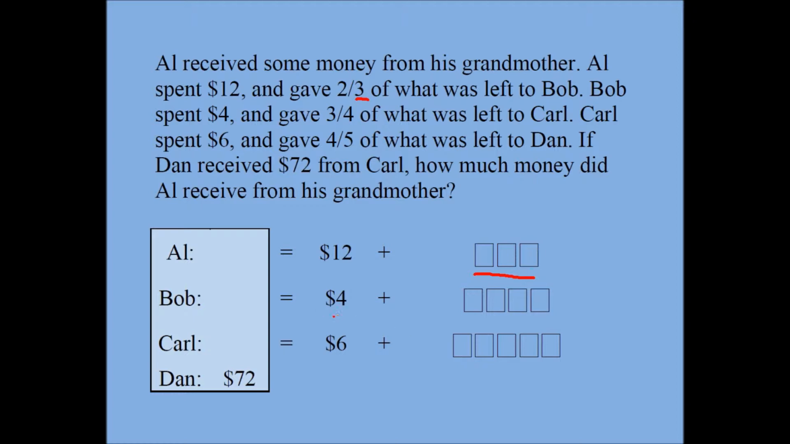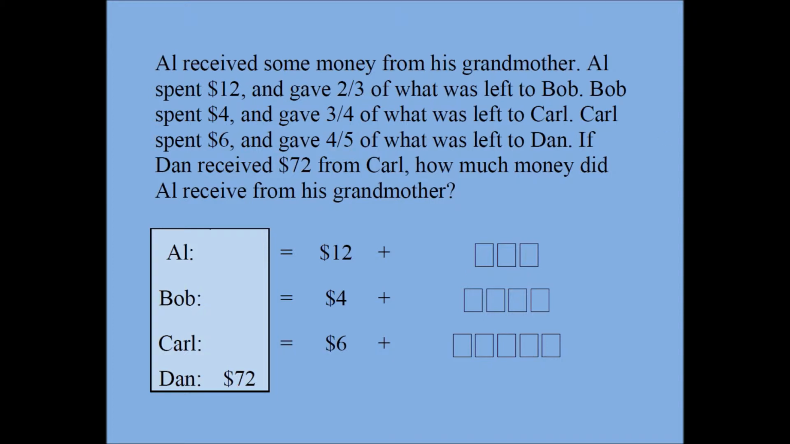And whatever Bob got, Bob spent $4 and gave 3/4 of what was left. So what was left after Bob spent $4 must be divisible into 4 equal parts, and he gave 3 of those parts to Carl. Carl spent $6 and whatever was left, we should be able to divide into 5 pieces because he gave 4/5 to Dan, and Dan received 72.